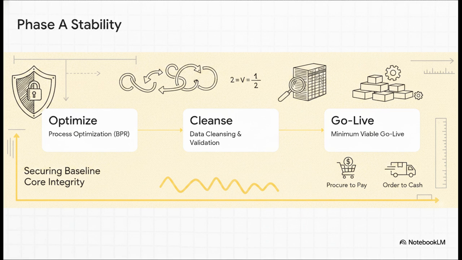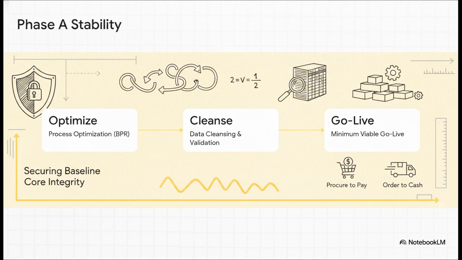Securing baseline core integrity. The absolute, non-negotiable priority is securing Phase A stability. Before any advanced vendor optimizations or artificial intelligence modules are even considered, baseline core integrity must be established and proven. Step 1. Process optimization. This is achieved through business process reengineering. Redundant workflows are mapped and eliminated without exception.